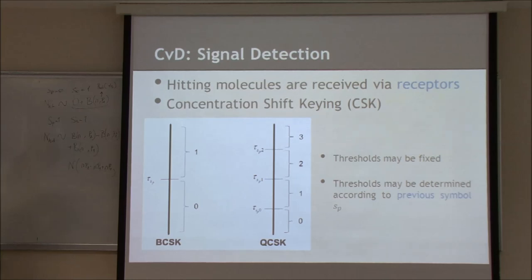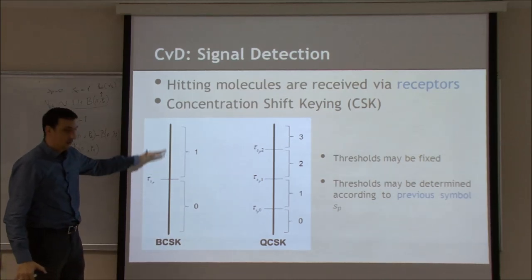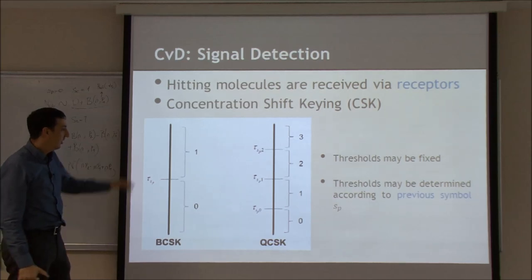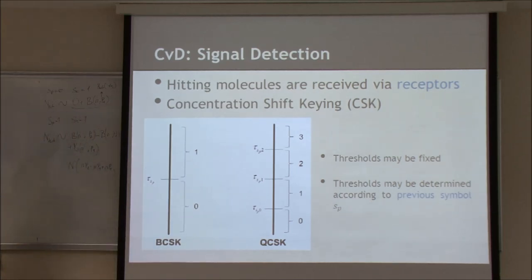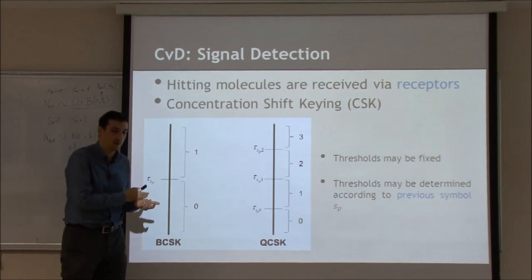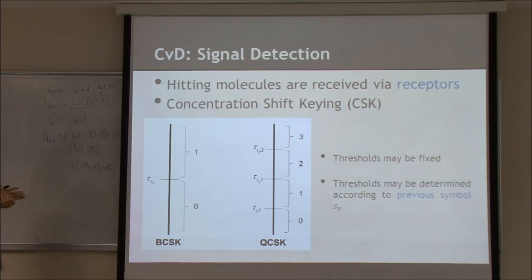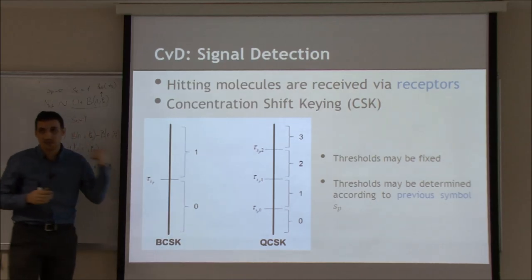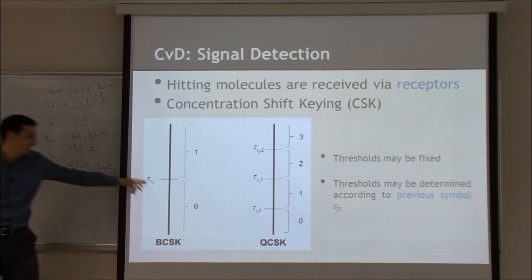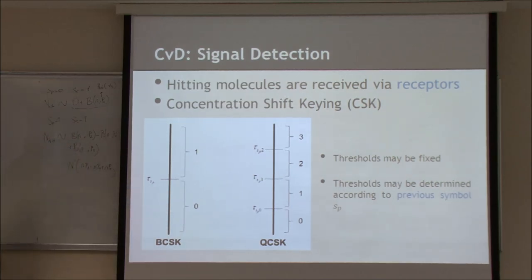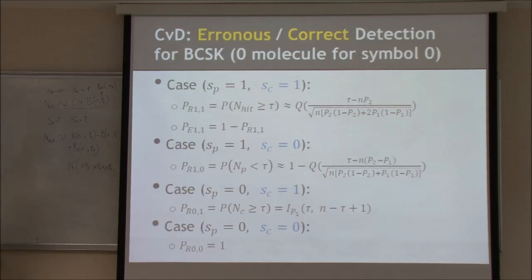So, at the end, we said that we will do thresholding. Thresholds may be fixed or may depend on the previous symbol. If our model considers the molecules from the previous symbol, changing the thresholds according to previous symbols gives better results. So we name it concentration shift keying. This is the BCSK, this is the QCSK case. We have three thresholds, one threshold here. You can send two bits if you want, which is QCSK.